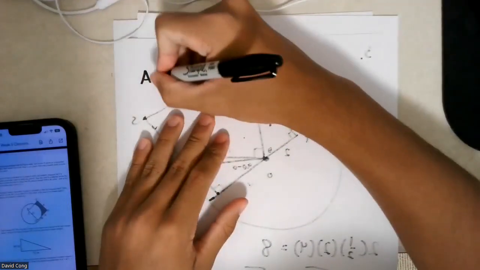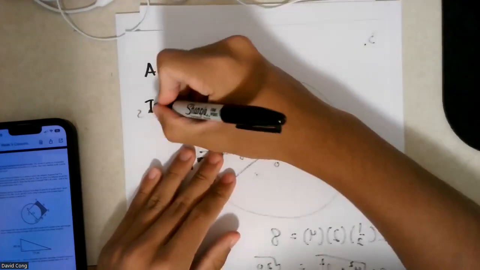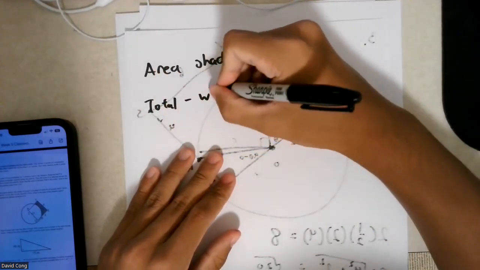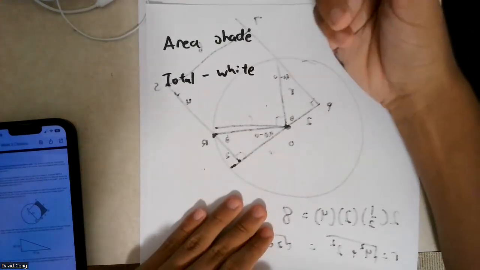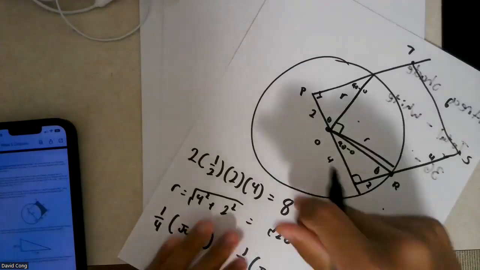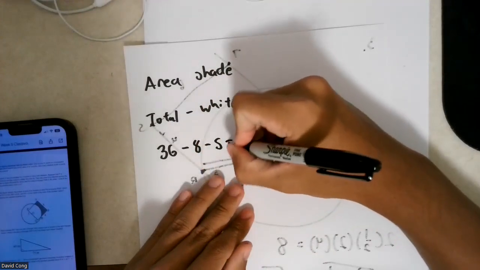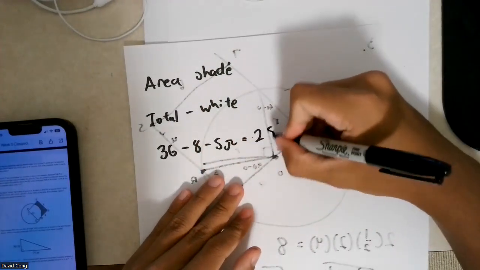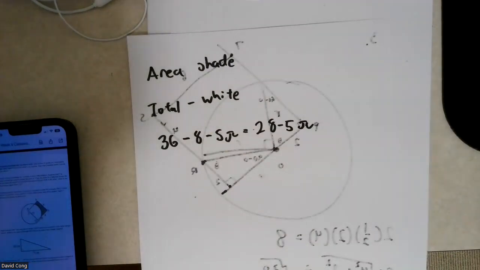And now, go to the back. Area shaded equals total minus white. What does that mean? What is the total area? Well, it's a square with side length 6. So you get 36. And what did we establish the white here as? 8 plus 5 pi. But 36 minus 8 minus 5 pi equals 28 minus 5 pi as your shaded region. Okay?